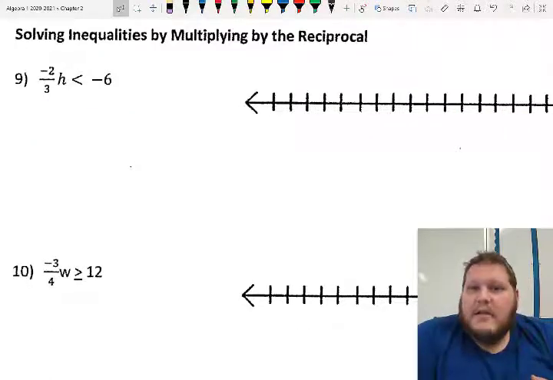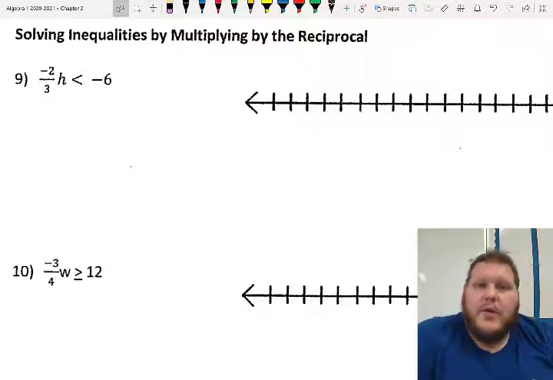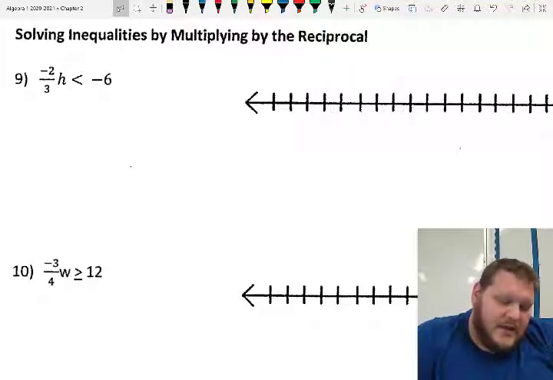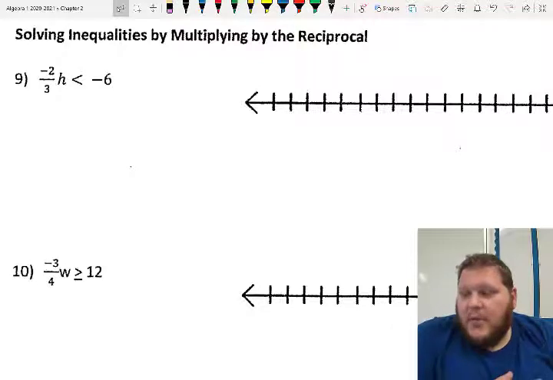Next section here, still technically same process. We've done some of these in the past when we were solving equations where we ended up multiplying by the reciprocal in order to cancel out what I have. Because here, looking at what's happening to number 9, I've got h is being multiplied by negative 2/3, and that's supposed to be less than negative 6. Technically, you could go through here and divide by negative 2/3 on both sides because h is being multiplied by negative 2/3. But how we divide a fraction, it gets messy real quick.